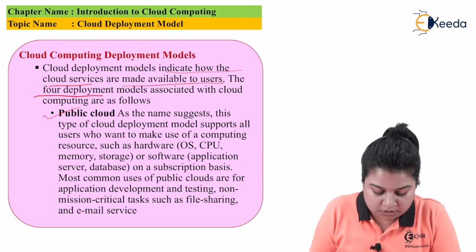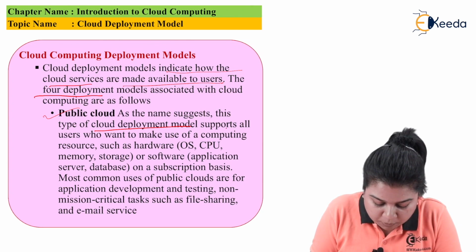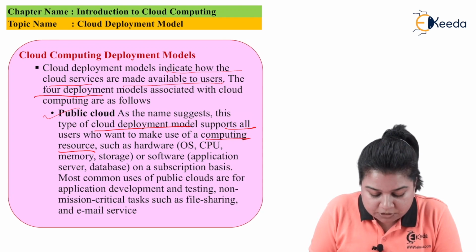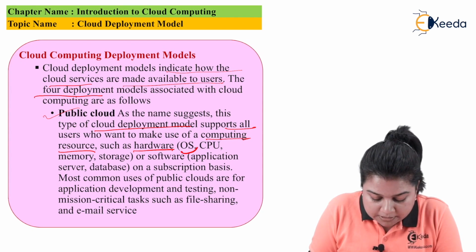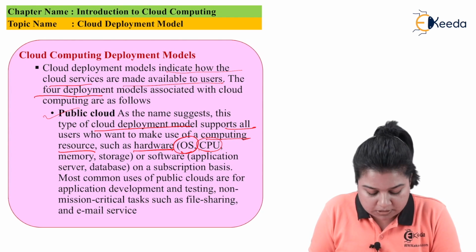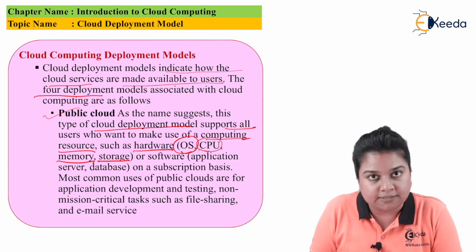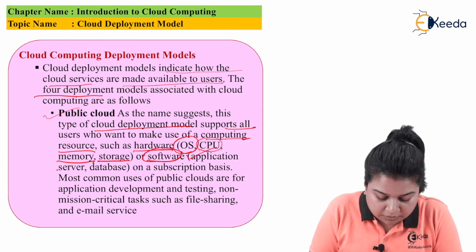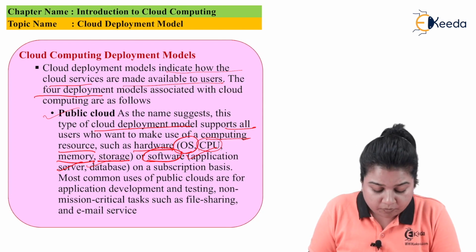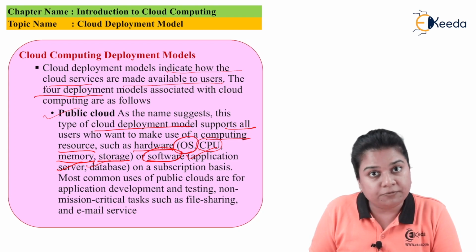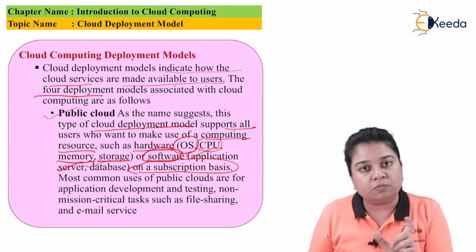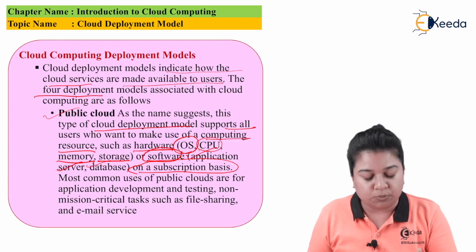As the name suggests, this type of cloud deployment model supports all users who want to make use of computing resources such as the hardware. Hardware is operating system, CPU is central processing unit, memory, storage, etc. Or the software. Software is like the application server, the database, etc. On a remote location and not having it physically, and on a subscription basis. That means you can pay as much as you are using, or you can pay for exactly the services we use.